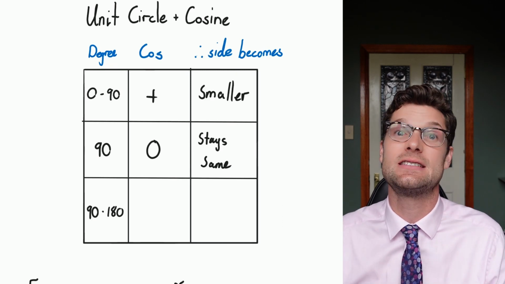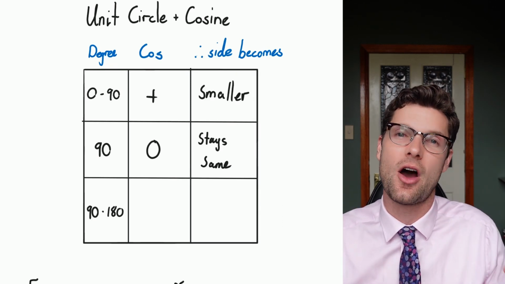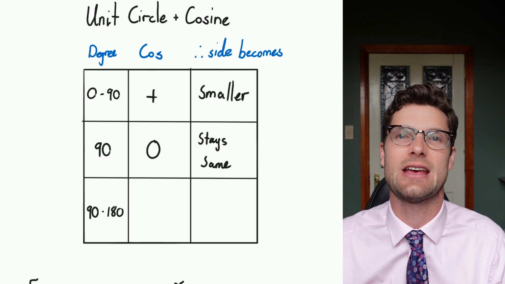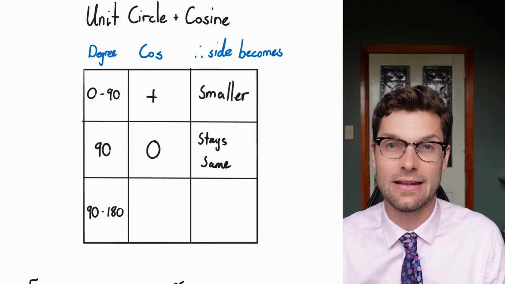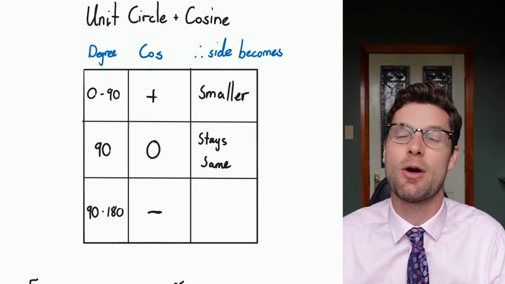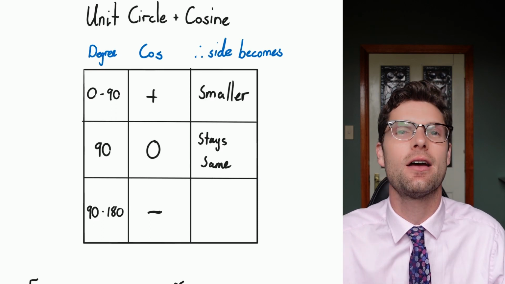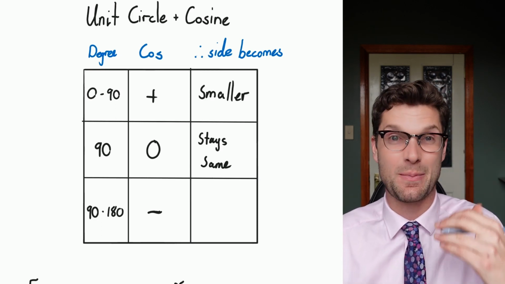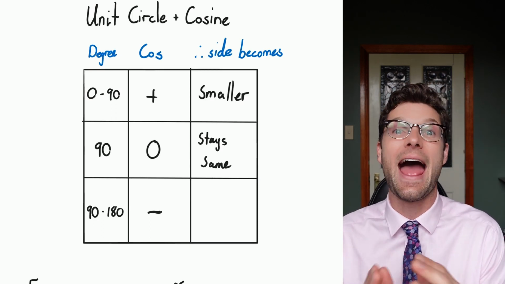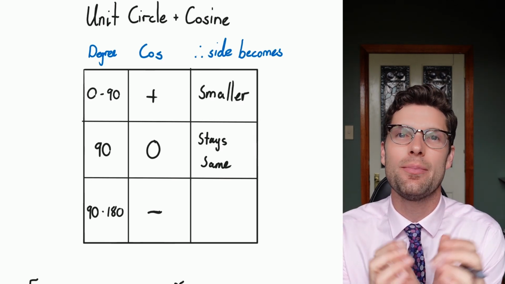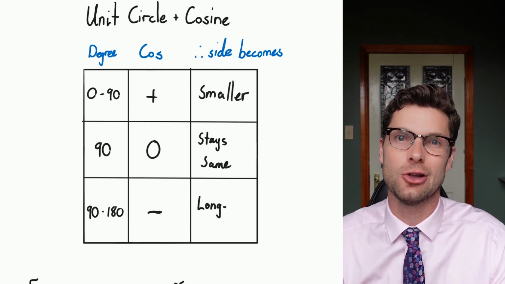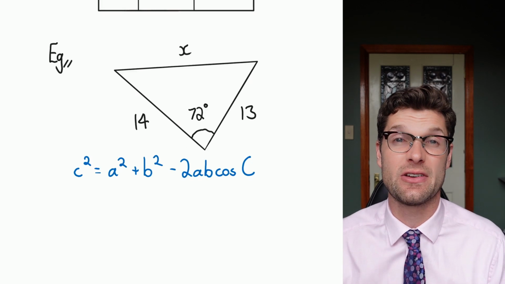Finally, if cos C is in that second quadrant between 90 and 180, or it's an obtuse angle, that means that it is a negative number. Because the whole thing is multiplied by the -2 out the front, the entire equation becomes bigger, meaning that as that obtuse angle opens up, the side length becomes longer. So we're just going to have a look at a couple of examples.